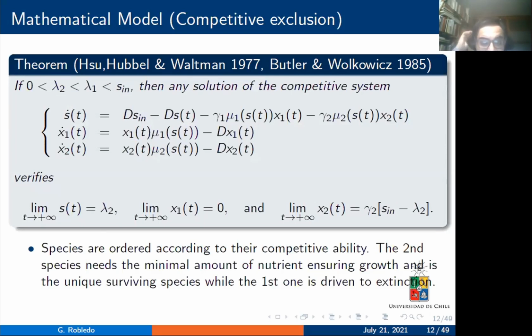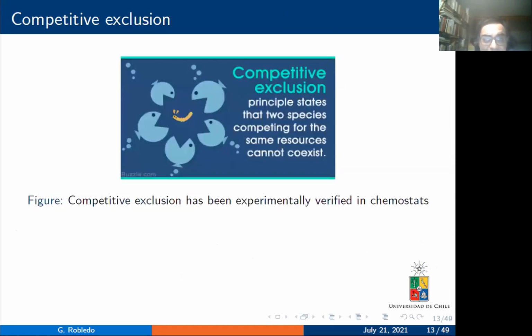This result is known as the competitive exclusion principle, and in this case is adapted to the chemostat. Mathematical proofs can be found in this reference, and a more general reference is the work of Butler and Volkovich. I have to say that the competitive exclusion is a general principle in theoretical ecology and has been experimentally verified in chemostats.